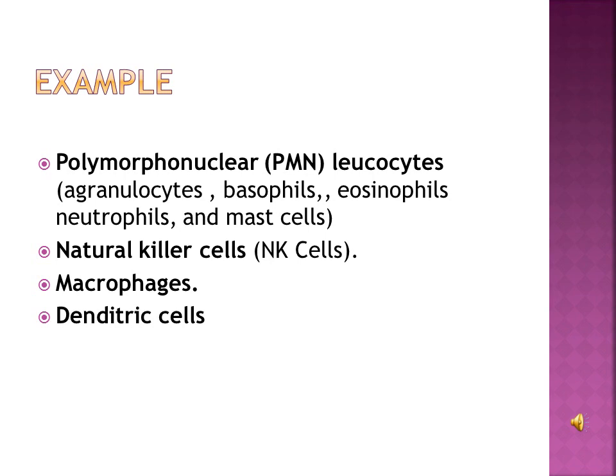Other than these PMN leukocytes, there are other sets of cells like natural killer cells, macrophages, and dendritic cells. They also play an important role in carrying out the process of phagocytosis. Neutrophils are abundant in the blood and important in acute inflammation, as they are the first immune cells to arrive at the site of infection.